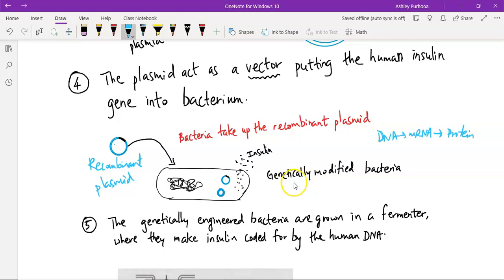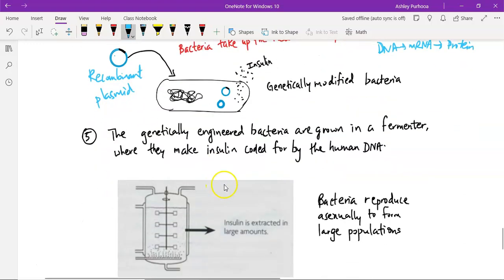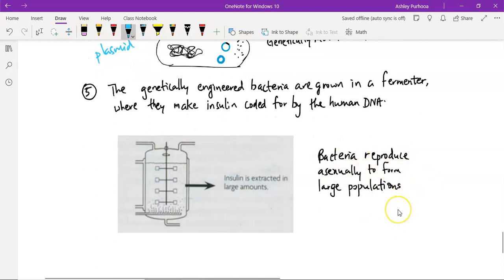Now, once we get this, we have one bacteria. What we can do, last step, the genetically engineered bacteria are grown in fermenters. Remember the fermenters? We put those GM bacteria in there, and we let them multiply. We make sure the conditions are perfect, and they're going to make insulin coded by the human DNA. Those bacteria will reproduce asexually to form a large population, and in these fermenters, after some time, there will be a lot of insulin. Then we can separate and filter out the bacteria and get the human insulin, and ultimately we can put it in vials and distribute commercially and save lives.